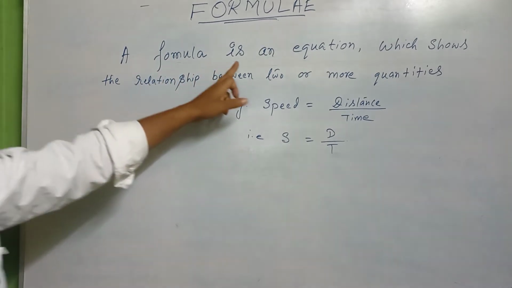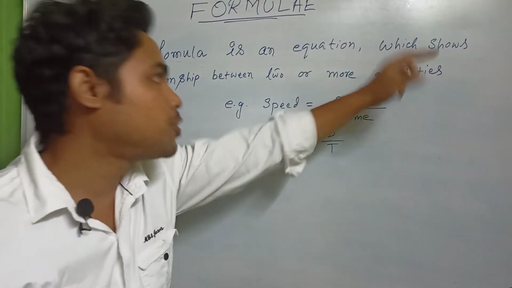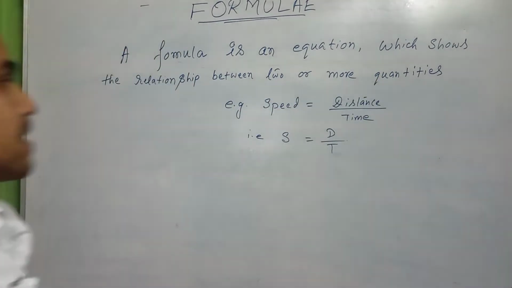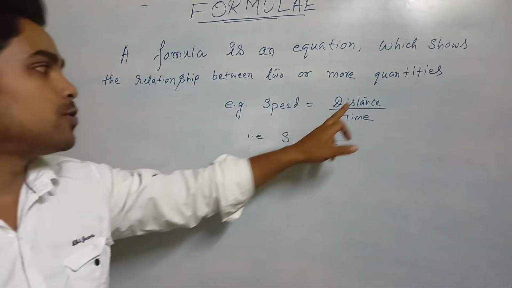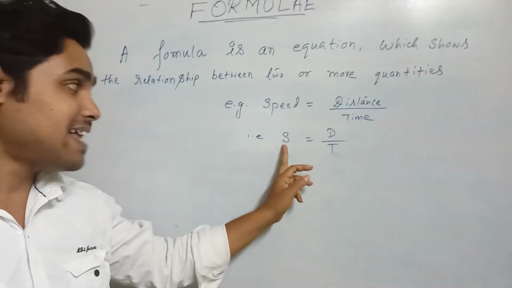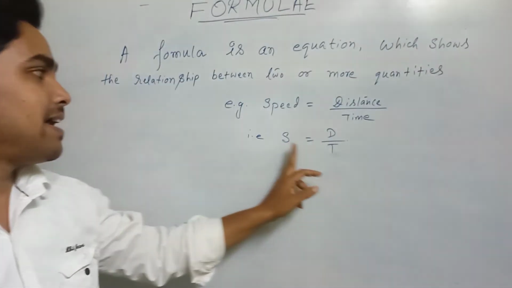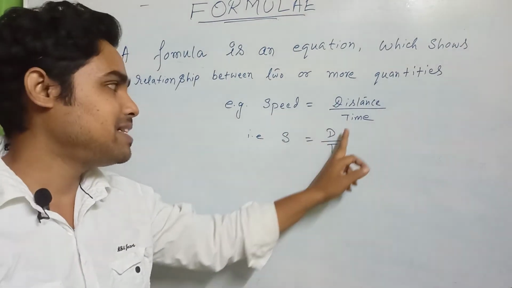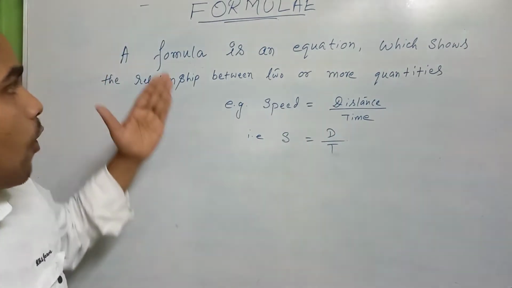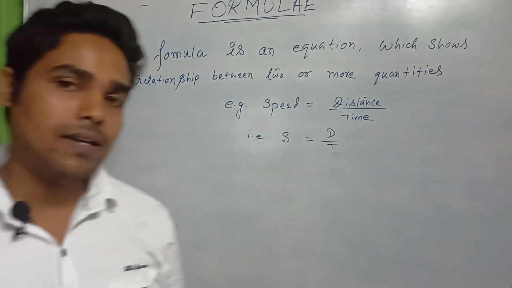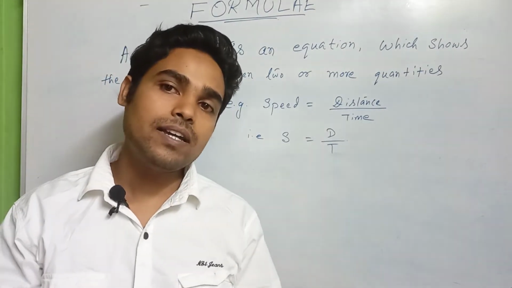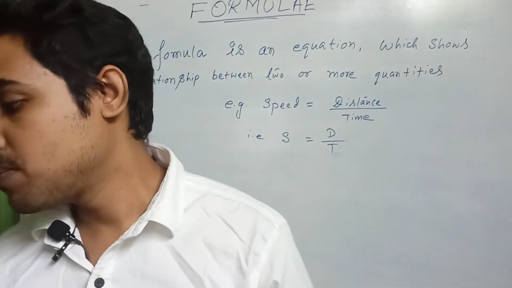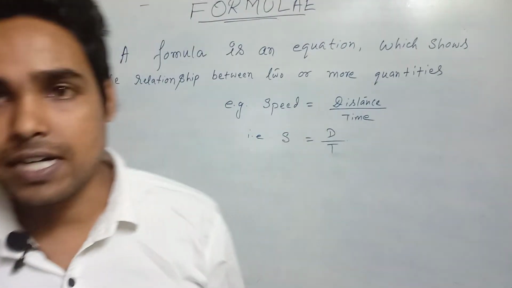A formula is an equation which shows the relationship between two or more quantities. Example, speed equal to distance by time, that is S equal to d by t. S means speed, d means distance, t means time. So in this chapter we will start doing different types of numerical problems, problem sums. Let us start.